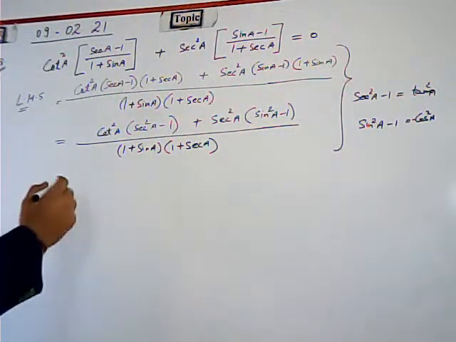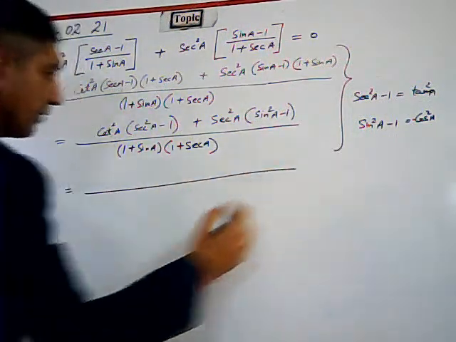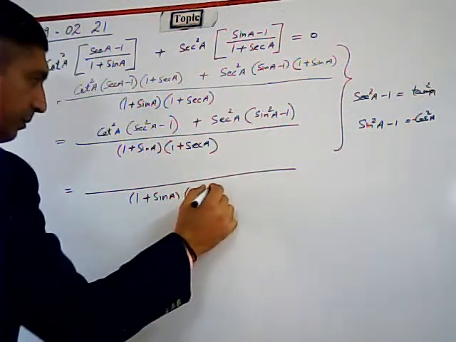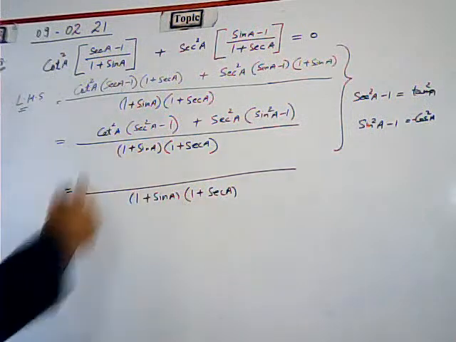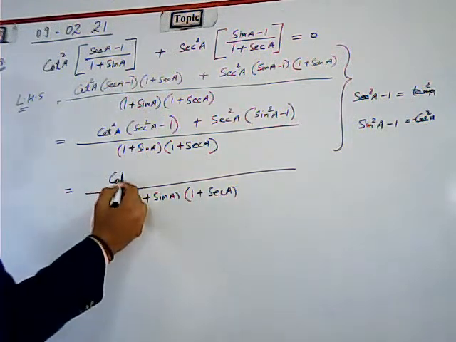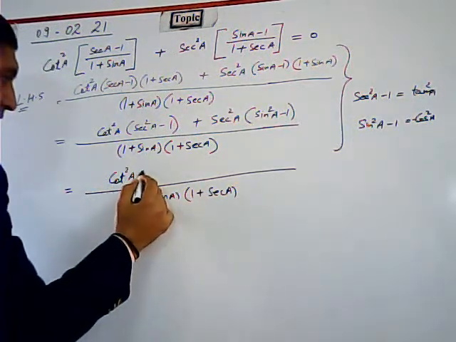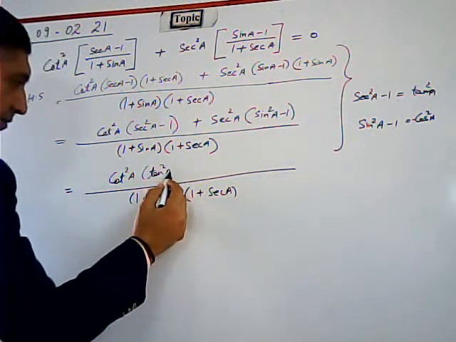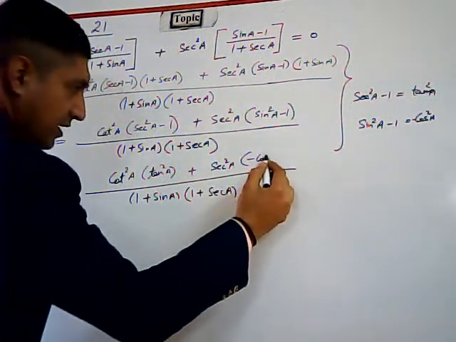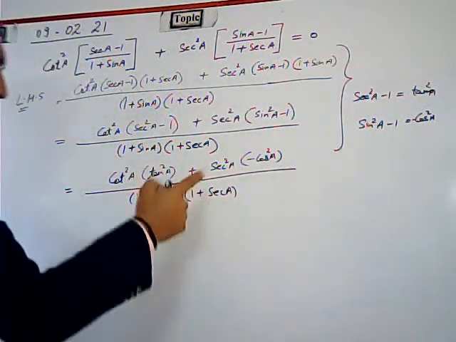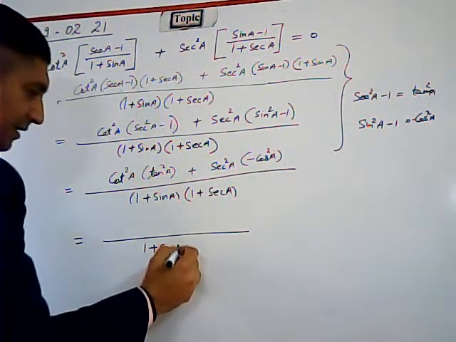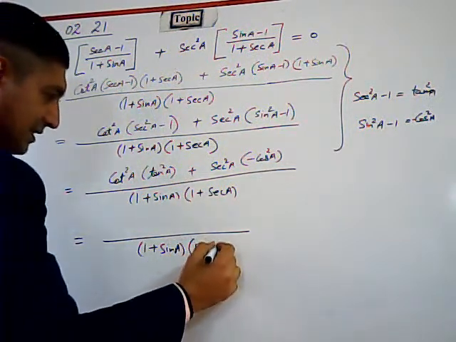Okay, so here we can substitute the value, that is again 1 plus sine A, 1 plus secant A. So we have here cotangent square A into tangent square A, and here secant square A into minus cosine square A. Okay, so reciprocals will cancel. We have here 1 plus sine A into 1 minus secant A.